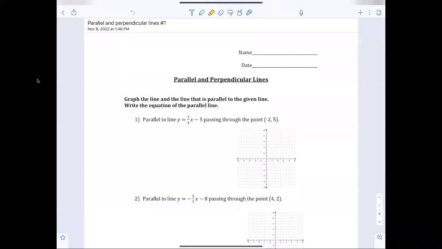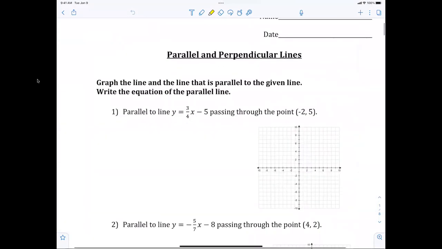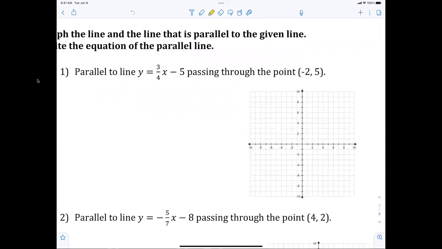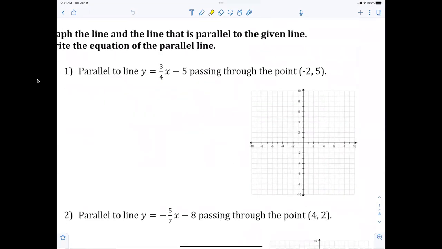All right, so here we go. Now, again, graphing parallel lines. The first thing I want to show you is how simple it is. So first thing we're going to do is practice graphing that line y equals 3/4 x minus 5. And of course, everybody can do that lightning fast.